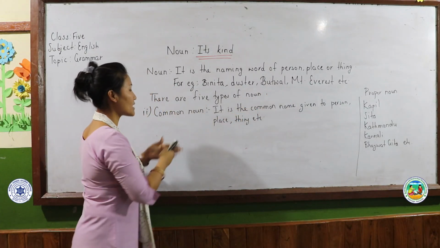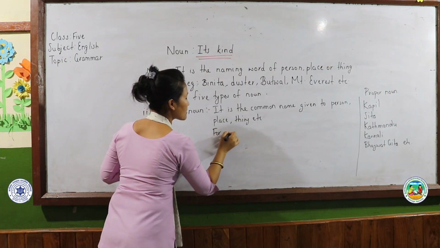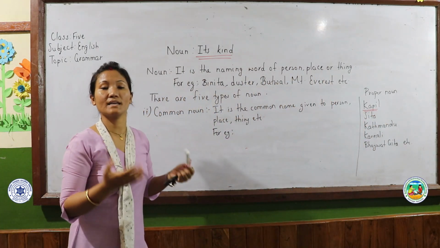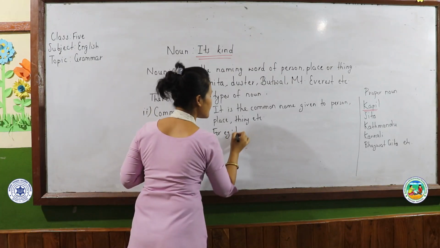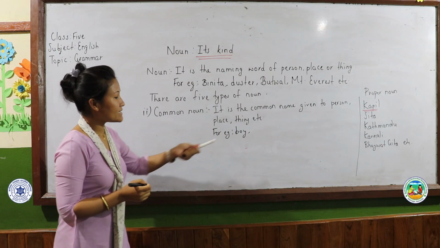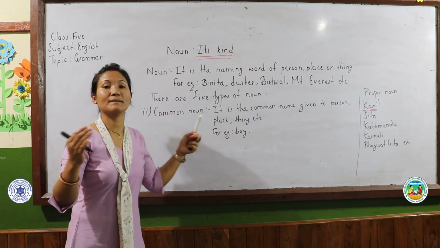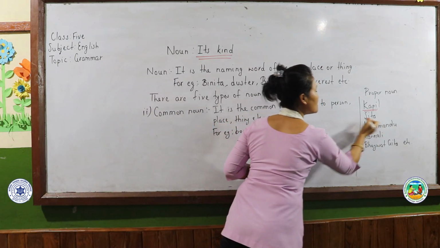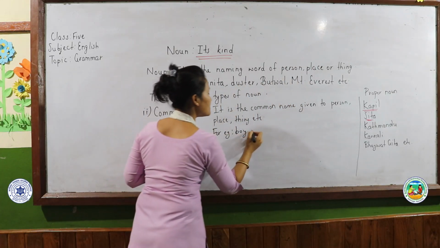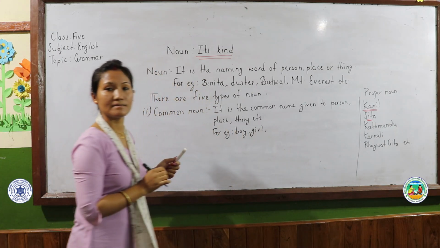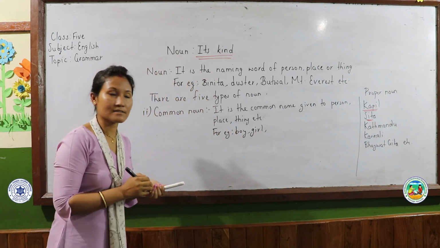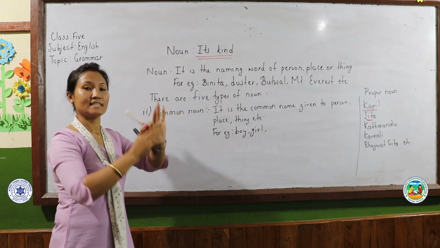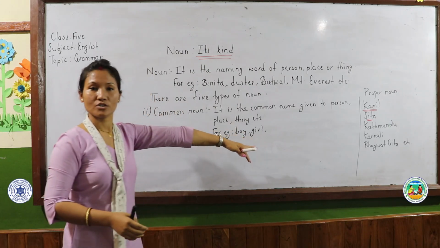Now let's relate this. For example, who is Kapil? What is Kapil? Kapil is boy, right? It is the common name given to Kapil, to all the males. So, boy is common noun. Likewise, Sita. Sita is obviously girl, right? It is common name given to all the females. Either that is Sita or Geeta or Ramya or Jansi, anybody. It is given to the female.